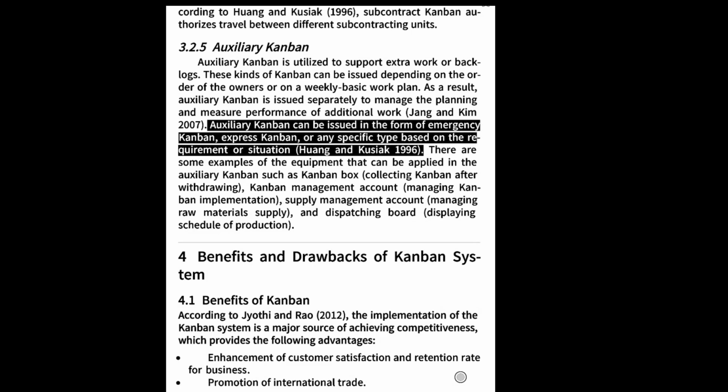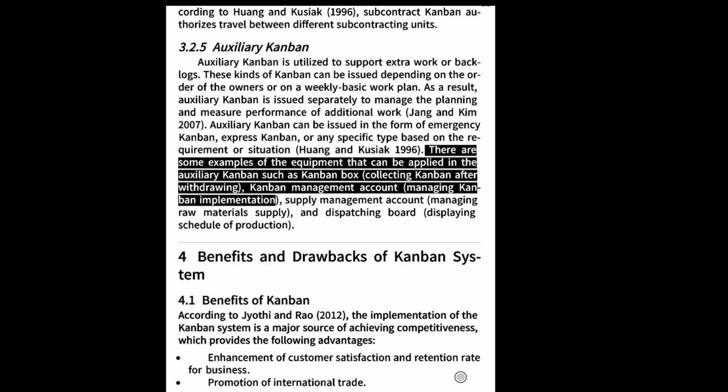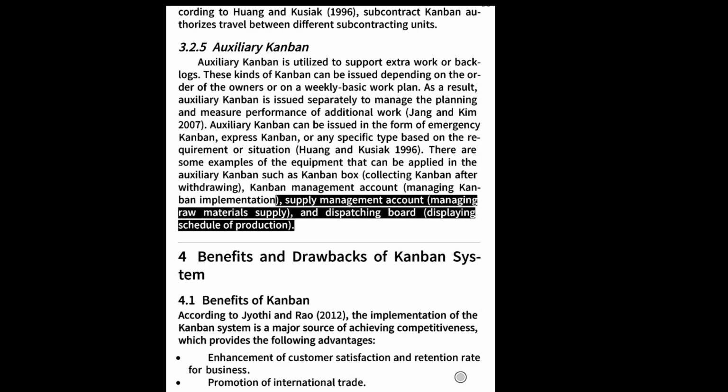Huang and Kusiak 1996. There are some examples of the equipment that can be applied in the auxiliary Kanban such as Kanban box collecting Kanban after withdrawing, Kanban management account managing Kanban implementation, supply management account managing raw materials supply, and dispatching board displaying schedule of production.